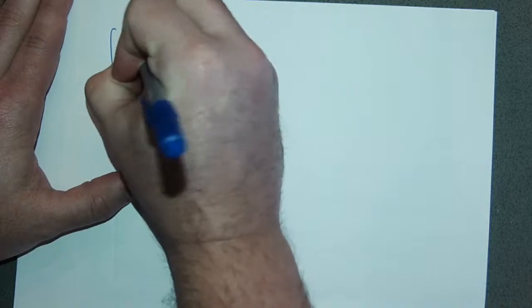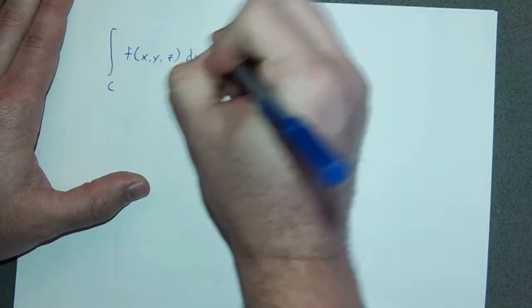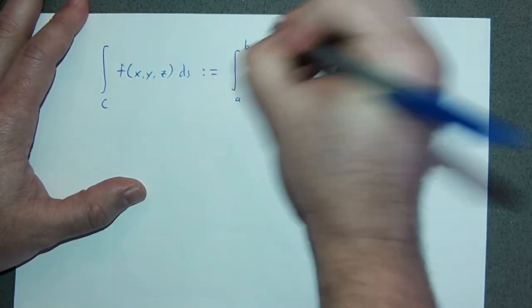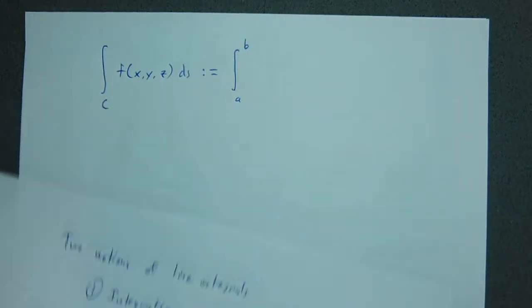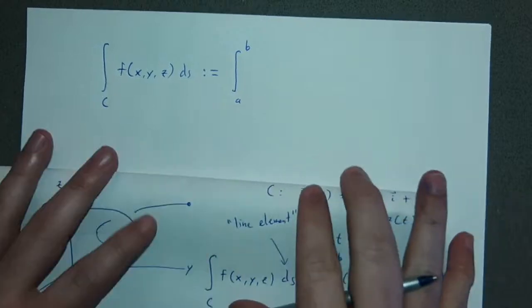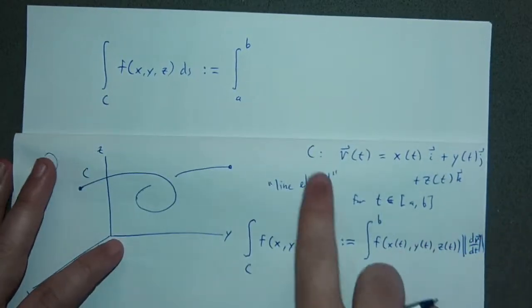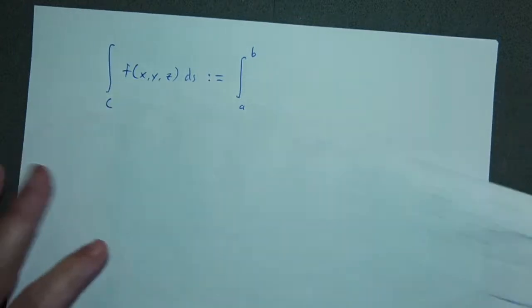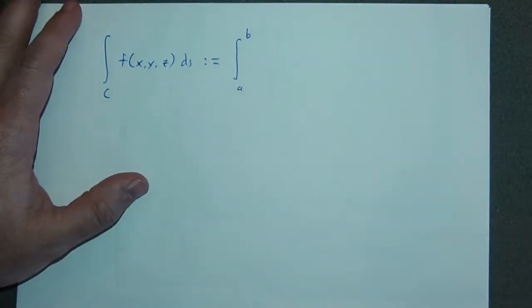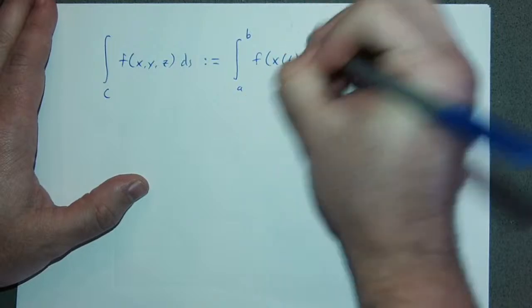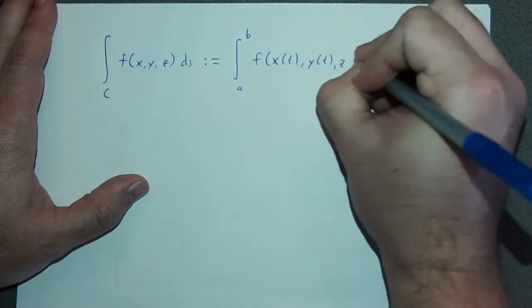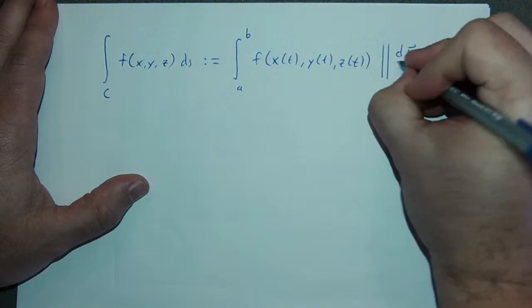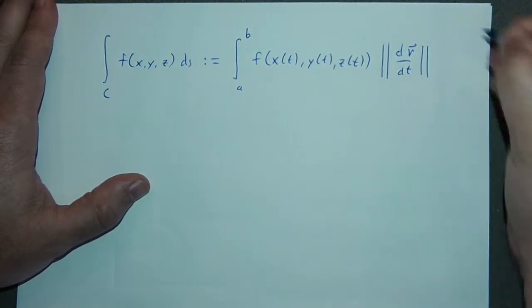So my line integral for a function f of x, y, z ds is defined to be the integral from a to b. A to b is the window of this parameterization of this curve C. So here's my curve C. This parameterization is defined for t in that window, a to b. And so this is the integral from a to b of f with the parameterization plugged in, so f of x of t, y of t, z of t, times the length of dr dt. That's the derivative of the parameterization.